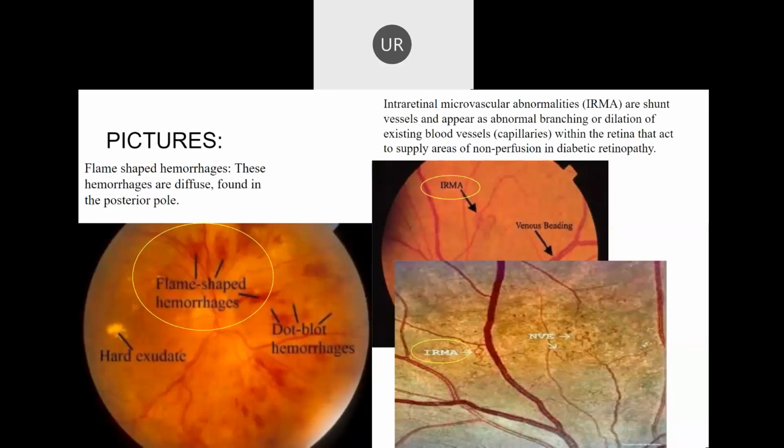The other type of hemorrhage is the flame-shaped hemorrhage. These hemorrhages are diffuse and usually found in the posterior pole of the eye. And just now I mentioned the presence of IRMA in severe non-proliferative diabetic retinopathy, which is actually shunt vessels that appear as abnormal branching or dilatation of existing blood vessels and capillaries within the retina that act to supply the areas of non-perfusion in diabetic retinopathy.